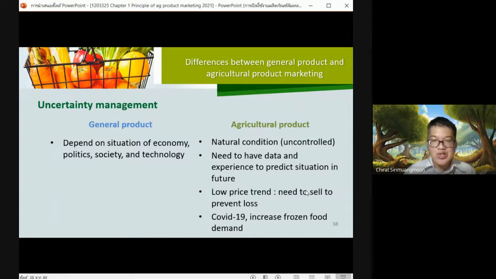So what you need to do is have the data, have some experience, and sometimes admit that if the price will decrease, you need to sell the product to recover some part of the price. For example, it happened two years ago with the Pulai pineapples. The price at that time was reduced a lot, but they thought the price should increase soon. But the trend was predicted that the price would not increase.